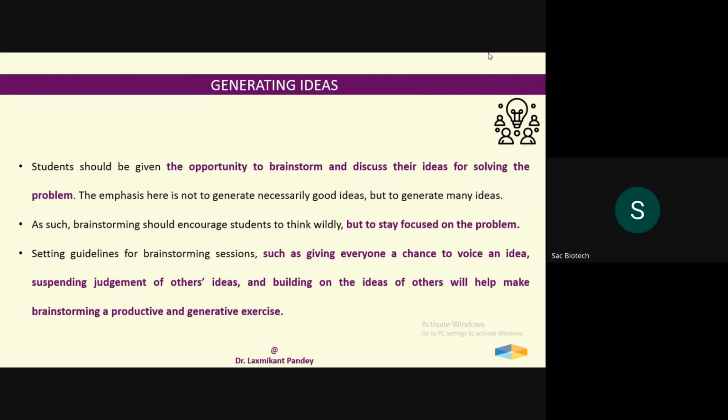So setting guidance for the brainstorming session, that you can do. You can set certain parameters, such as giving everyone a chance to voice an idea, suspending judgment of others. These are some examples I mentioned over here. You can use other methods of brainstorming if they're going for the solution of that particular problem. It depends upon the type of problem which you've given to the student. Next, please.